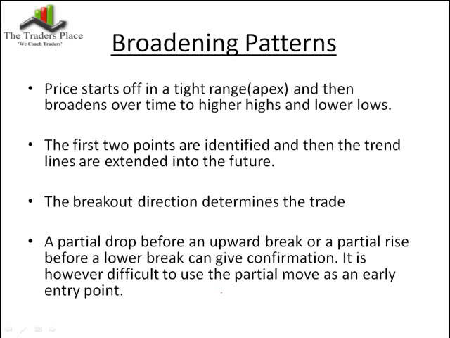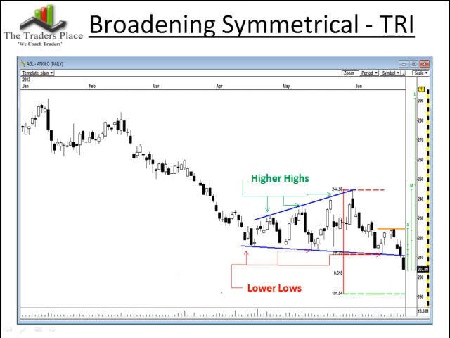The first 2 points are identified and the trend lines are extended into the future. In other words, the triangle rules remain the same. The breakout direction determines the trade again. A partial drop before an upward break or a partial rise before a lower break can give confirmation. It is, however, difficult to use those partial moves as an early entry point, as we'll see in the next slide here.